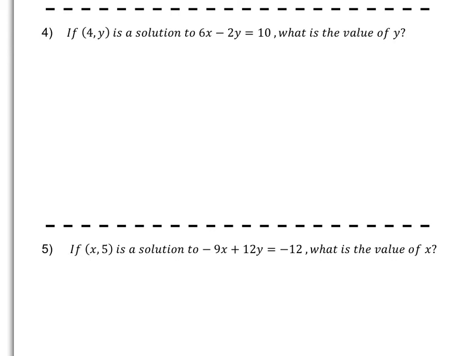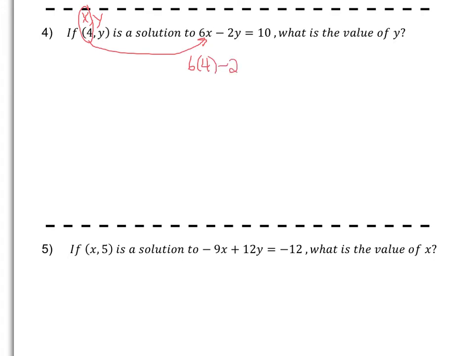Now let's check out example 4. It says, if (4, y) is a solution to 6x minus 2y equals 10, then what is the value of y? Whenever you have an ordered pair that is a solution, remember our ordered pairs are x, comma, y. So basically what this is telling us is that x is equal to 4. And when x is equal to 4, we need to figure out what y is. So you're going to take that 4 and plug it in for x. So we're going to have 6 times 4 minus 2.